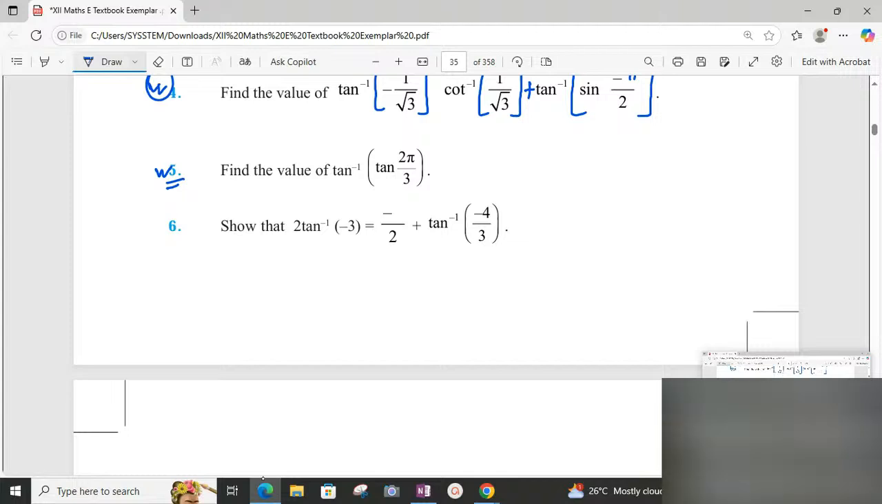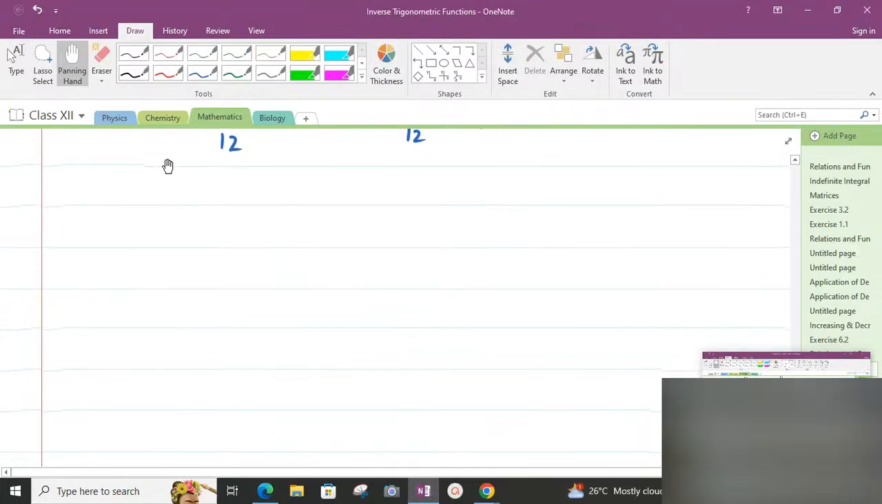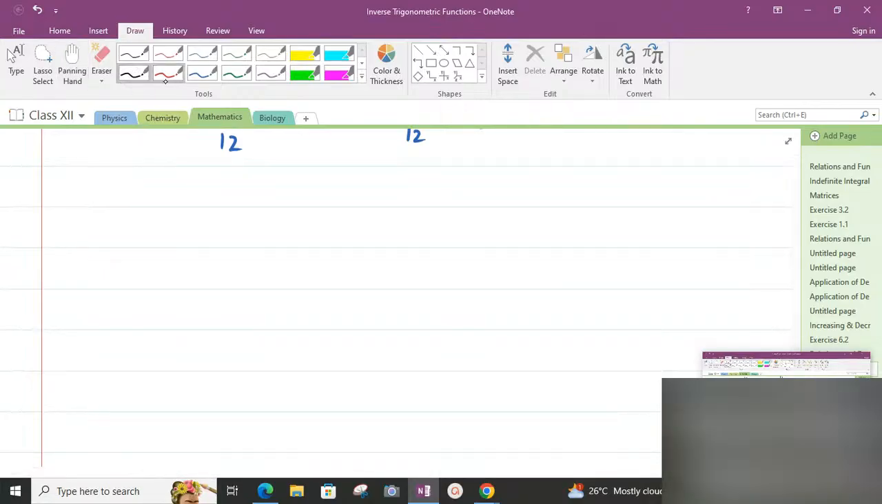Or let's see the solution of this question. Find the value of tan inverse tan 2 pi by 3. Question number 5. If you have any questions, then write in the chat. I will solve this question. Question number 5.